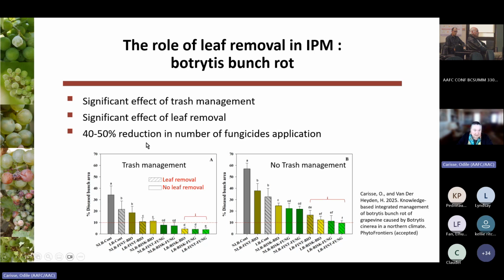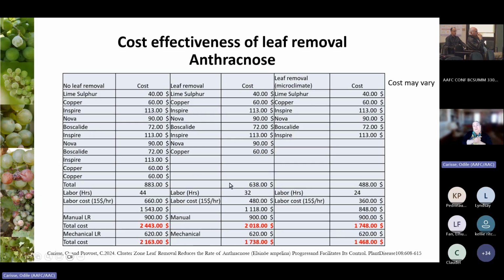So we were very happy with that, and we managed to do that with a reduction of fungicide applications of about, depending on the sites and the year, between 40 and 50%. So we could show a real benefit of leaf removal in terms of the number of fungicide applications.